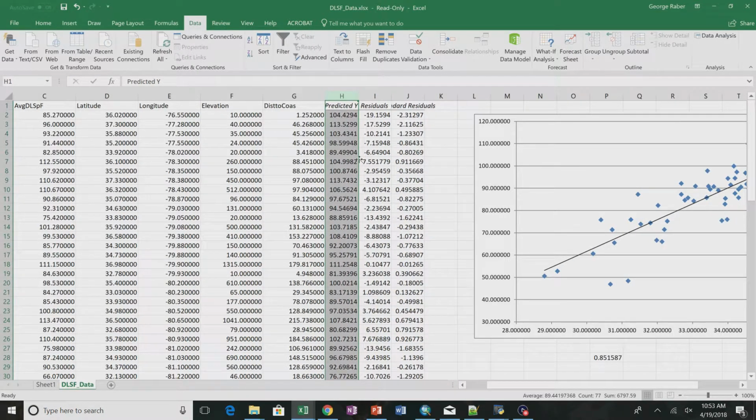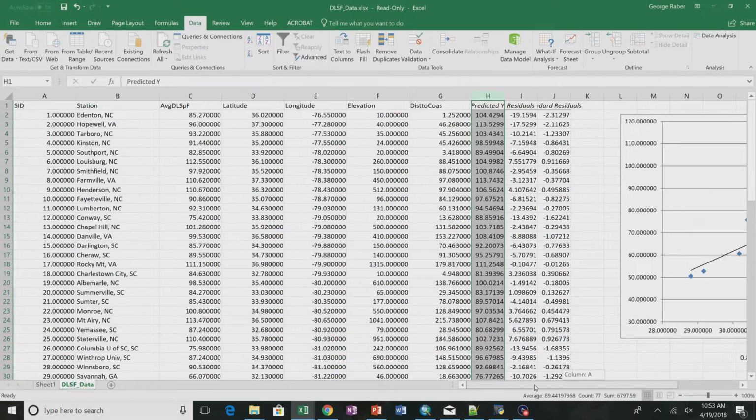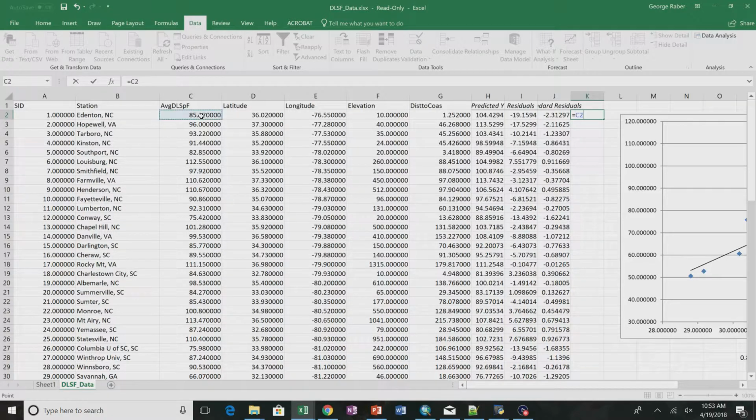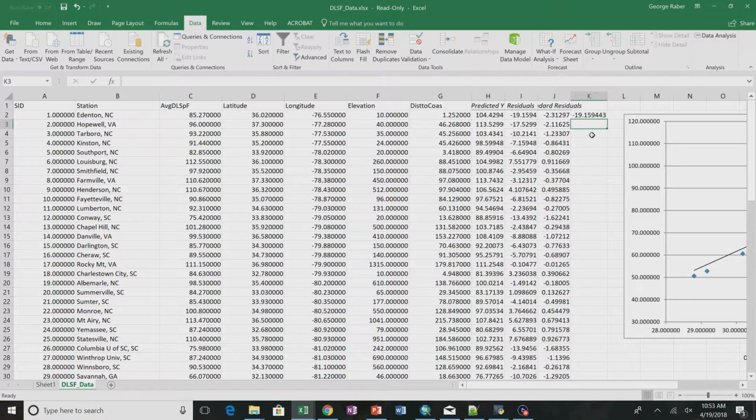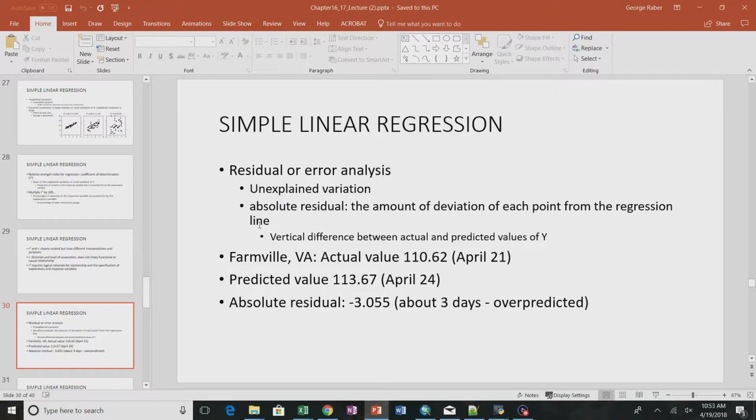All right. So this is the actual date of last spring frost. This is the predicted value, and this is the residual, the change between those values. Okay. So 19, 17, 10, let's see if those numbers actually work. This minus this. Yep, see how that number is the same? So these are the differences between all of them.